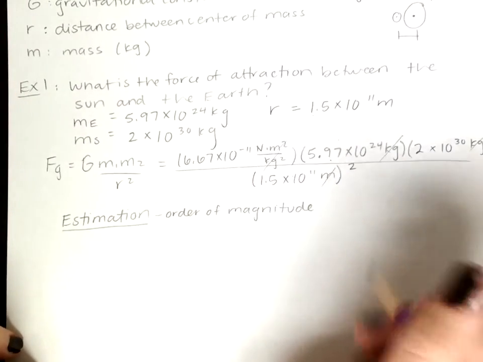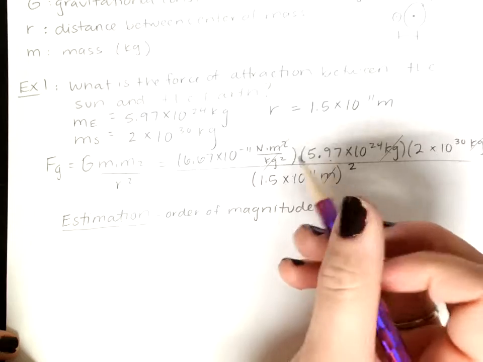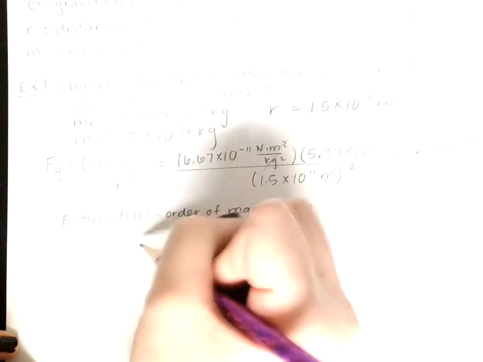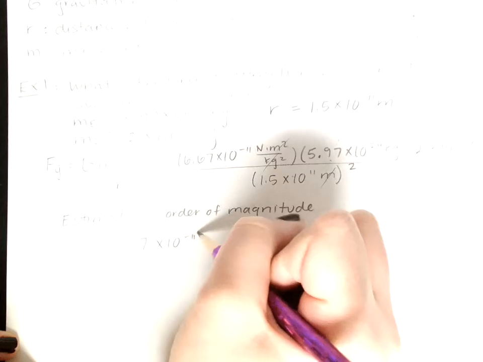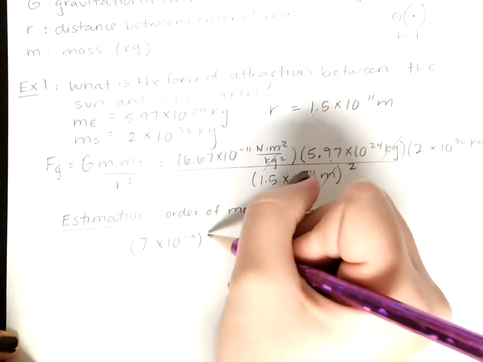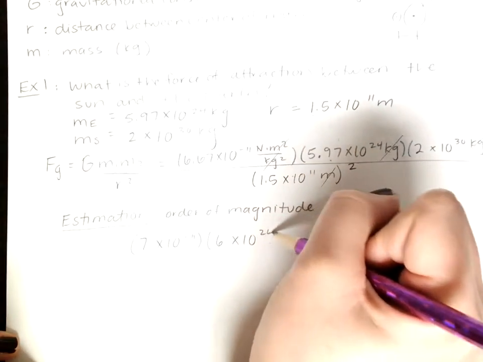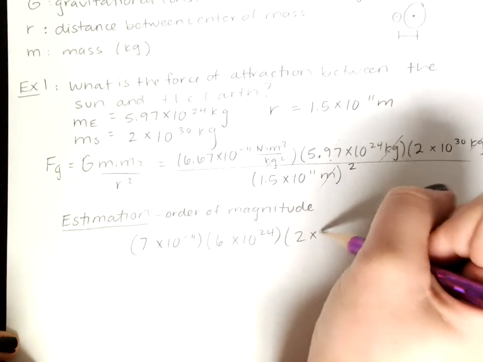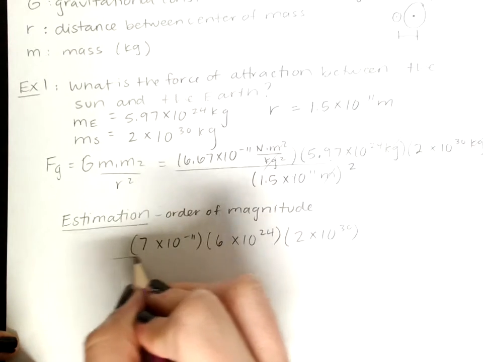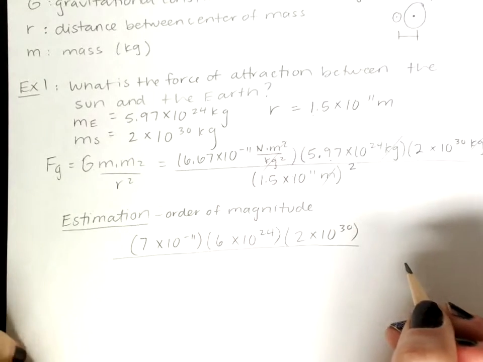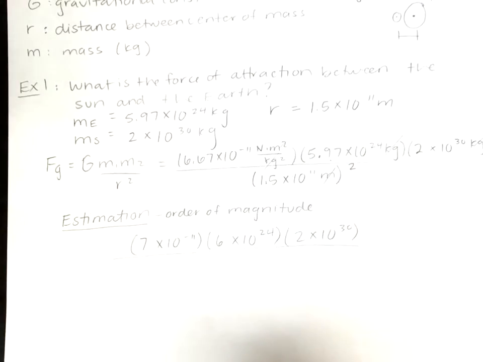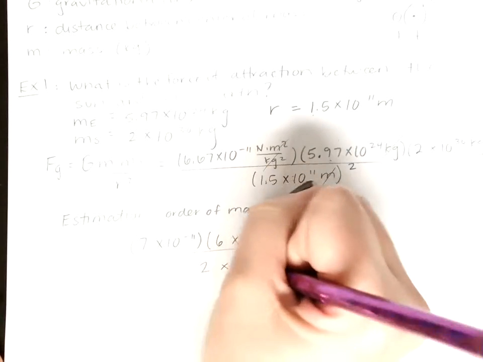So we're going to find the closest number to the numbers that we have up here, and we're going to round. So 6.67 rounds to 7 times 10 to the negative 11. 5.97 times 10 to the 24th rounds to 6 times 10 to the 24. And 2 times 10 to the 30th is already good. We want to round to easy numbers that are easy to multiply and divide together. So 1.5 squared, if you multiply 1.5 times 1.5, you get 2.25. If you want to take the closest number to that, you're going to get 2 times 10 to the 22nd.